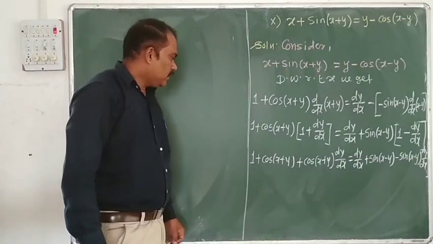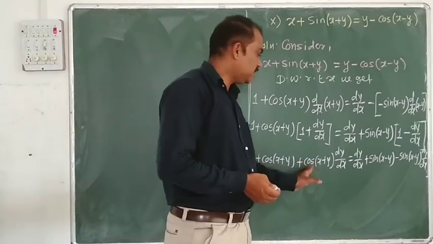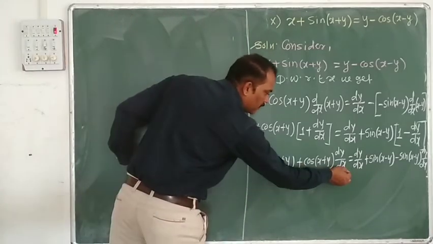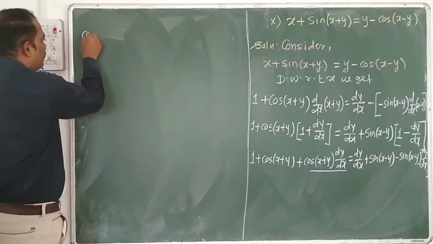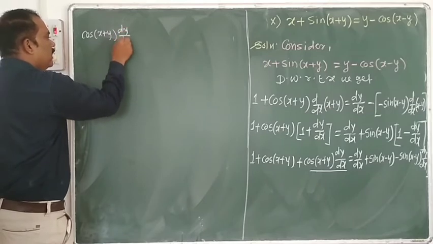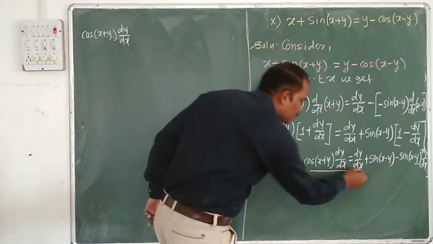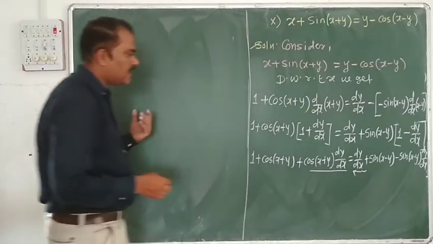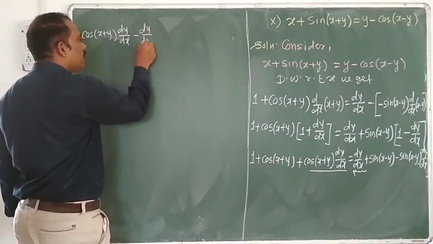Okay, now we have to take all the terms which contain the dy by dx on the LHS and non-dy by dx terms on the RHS. So that this one is the first term, we have to keep on the LHS, so that cos of x plus y dy by dx. Now we have to take this term on this side, so that on this side it might be plus, when we have to transfer on the LHS, it becomes minus, so that minus dy by dx.